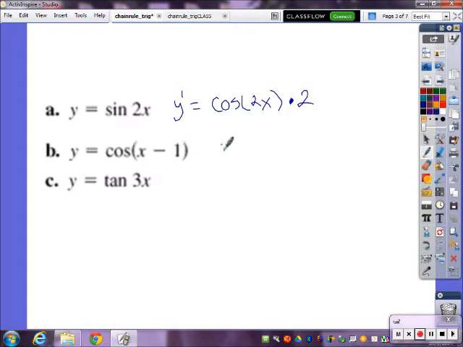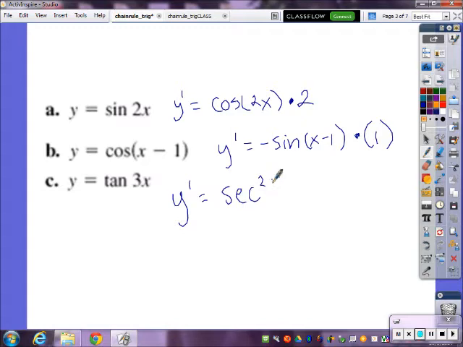Derivative of cosine of x minus 1, well, that would be the derivative of cosine, which is negative sine. Leave the inner alone, times the derivative of the inner, the du, which is just 1 in this case. And then for tangent of 3x, y prime, the derivative of tangent is secant squared. Leave the inner alone, times the derivative of the inner, which is your du, which is just 3. So those would be some pretty straightforward chain rule problems with trig.